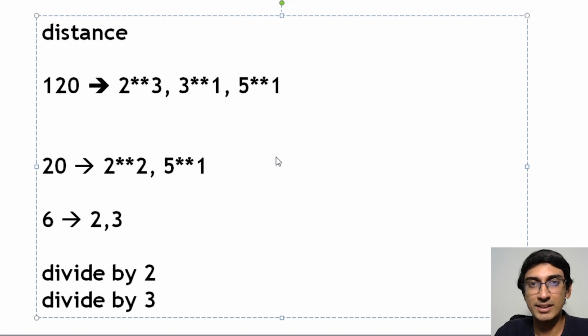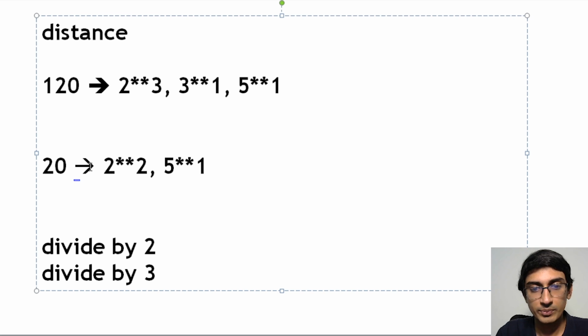So what's the prime factorization of 6? Find all the prime factors of 6. That is how many times I need to divide this over here. So that's something simple that you can do at this point. Or you could get the prime factorizations of 20 and 120 and find out the difference between both of them.